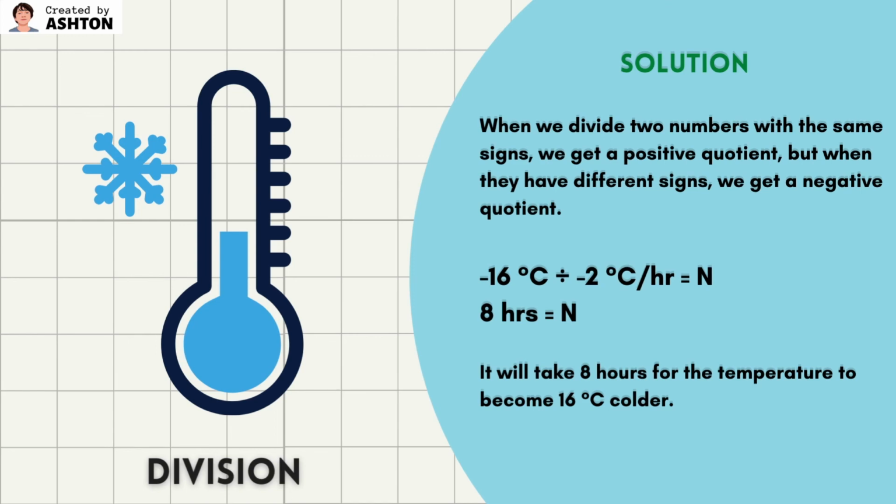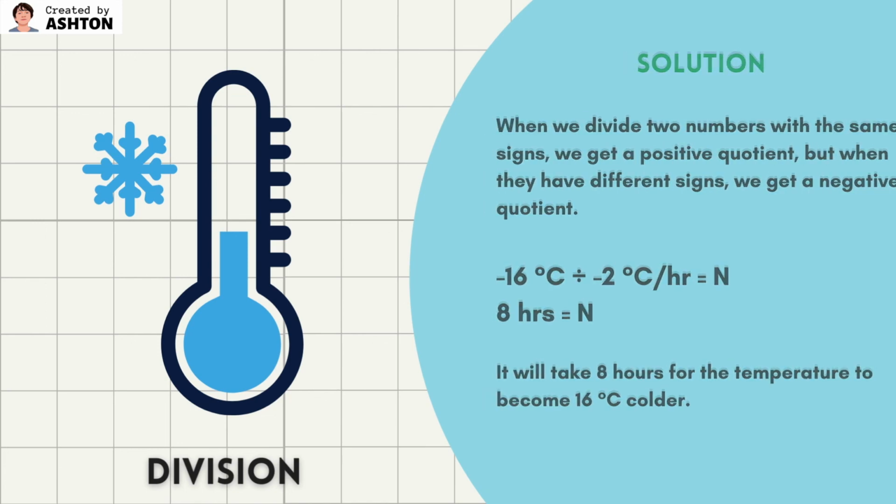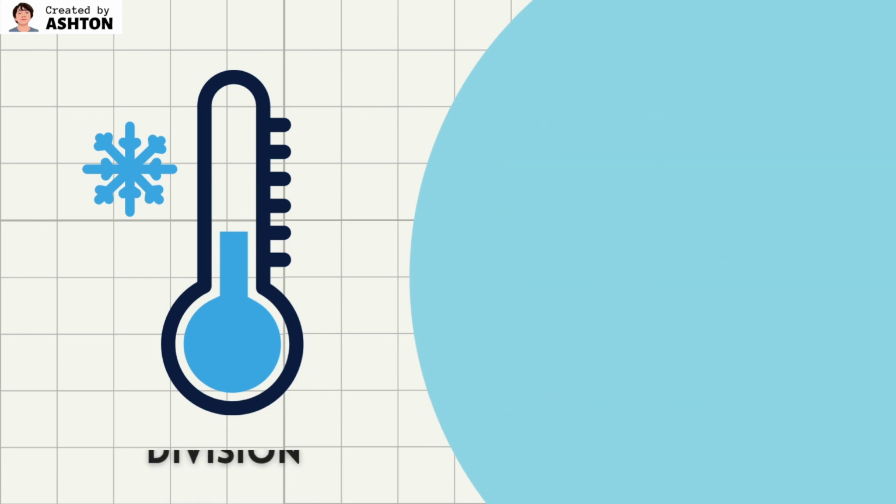Negative 16 degrees Celsius divided by negative 2 degrees Celsius per hour equals N. 8 hours equals N. It will take 8 hours for the temperature to become 16 degrees Celsius colder.